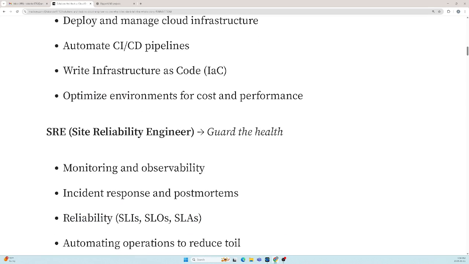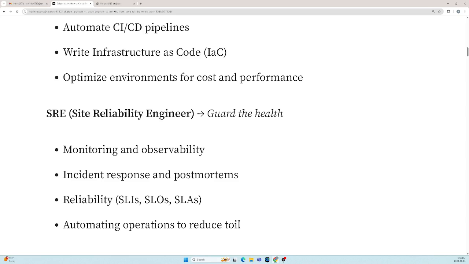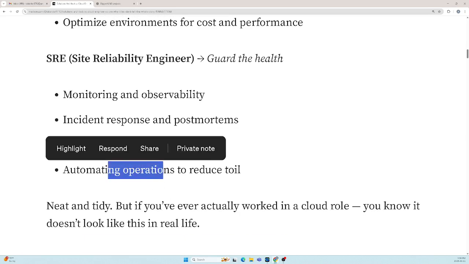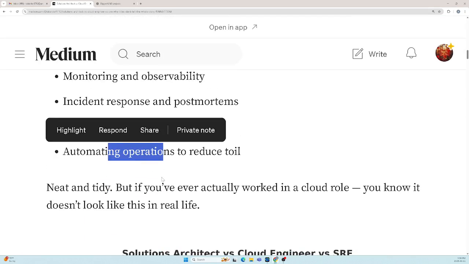Then there is site reliability engineering. The main job is monitoring and observability, incident response and postmortems, and reliability: SLOs, SLAs, and SLIs. This covers how many minutes the system can be down, how long customers are affected, and how much data they can lose. And automating operations. This is the high level.